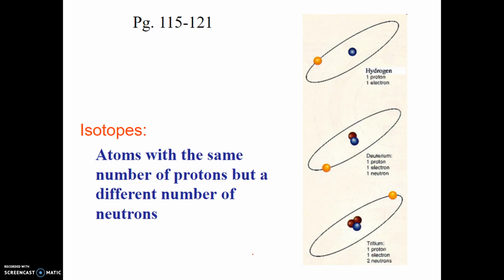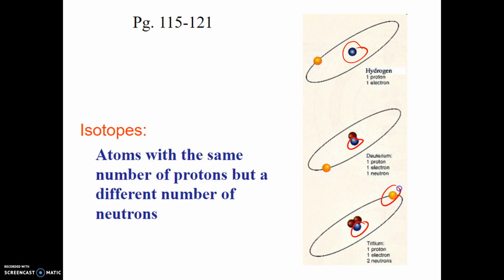Isotopes. I'm sure you've heard the word before. Isotopes are atoms with the same number of protons, but a different number of neutrons. Taking a look at the picture on the side, you can see that every single one of these pictures has 1 proton. They're the blue dots in the middle. I know it's hydrogen because it has 1 proton. All hydrogens have 1 proton.